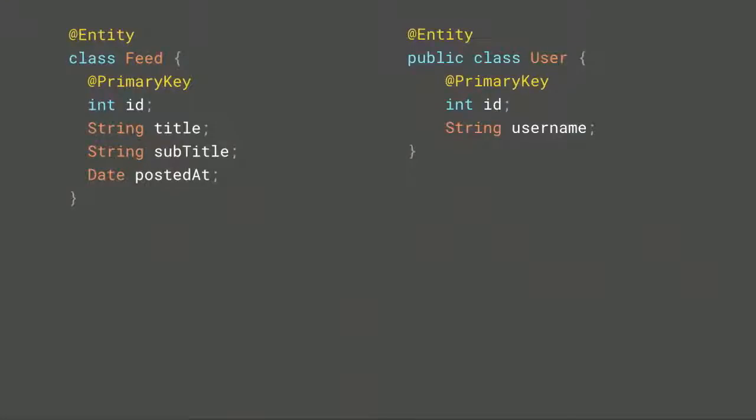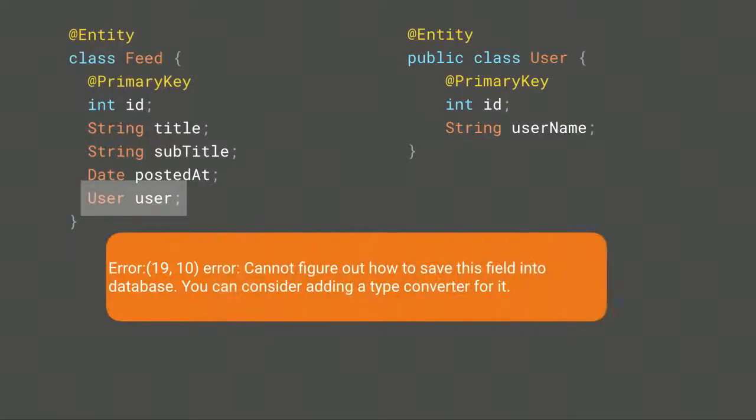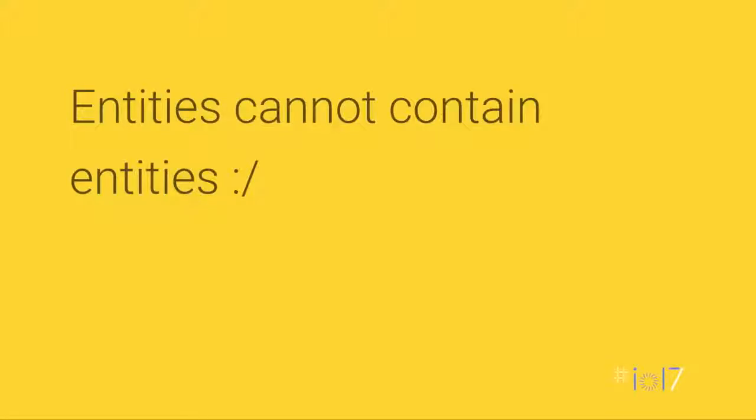So if we have a feed, we probably also have a user object which has posted this feed item. So you want to have a user field inside that entity. If you do this in Room, it actually won't compile the application. The moral of the story: we don't allow entities to contain other entities.